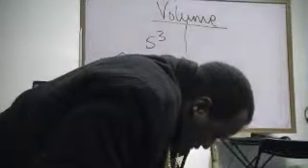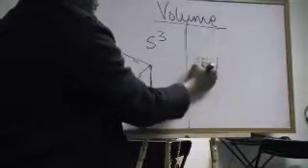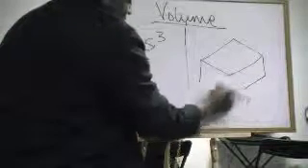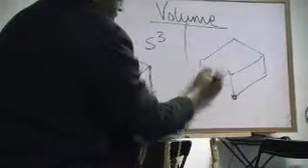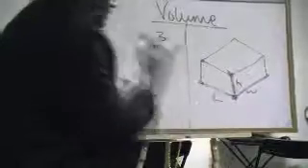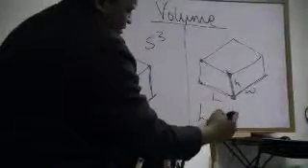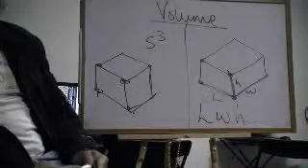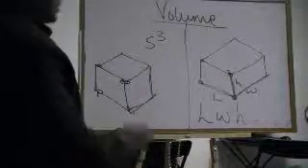Number two, a rectangular prism, like a matchbox. Again, three dimensions: length, width, height. Length times width times height. So those are the first two. Notice the similarity, because a cube is a rectangular prism, but since all sides are the same, we don't call it length times width times height, we just call it s to the third.